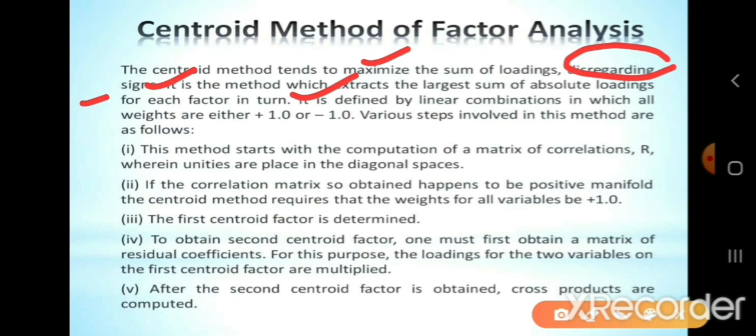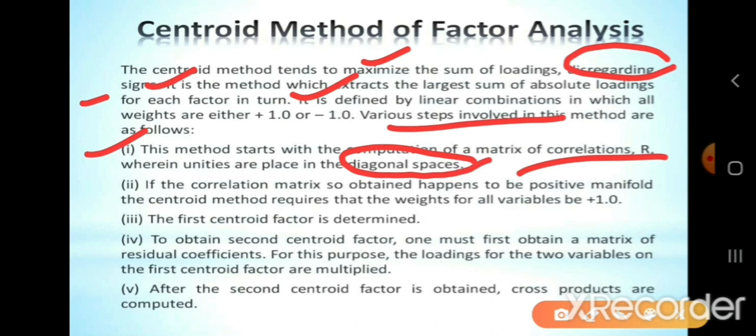So it is defined by a linear combination in which all the weights are either +1 or -1. Okay, so the various steps involved in this method are, first of all, we start with the computation of the matrix of correlation, denoted by R, where the unities will be in the diagonal spaces. All the diagonal elements of the correlation matrix will be 1.